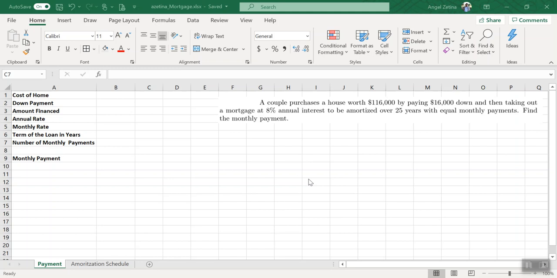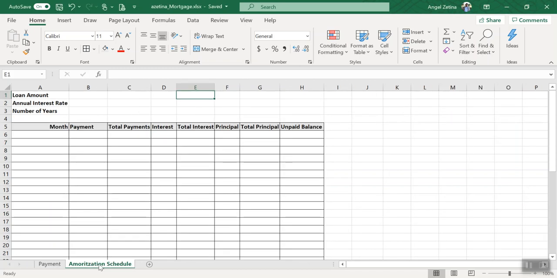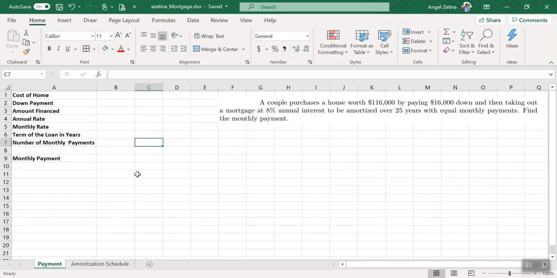To begin with, we're going to first construct the tables or the formula for calculating the monthly payment, and then we're going to construct the amortization schedule. So what I did first was save my file with an appropriate name, and I named my two sheets. The first sheet I called payment, and the other sheet I called amortization schedule. I've already created or highlighted the information that we need, so let's extract the information from the problem.